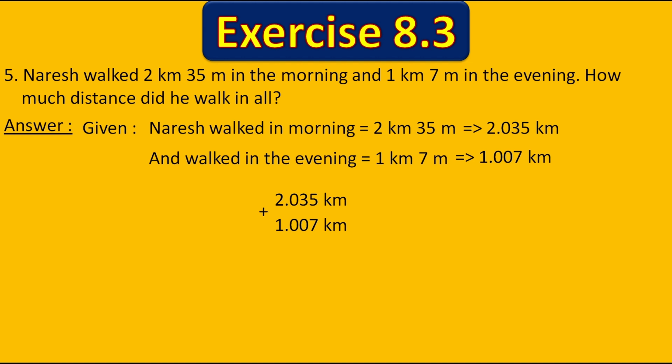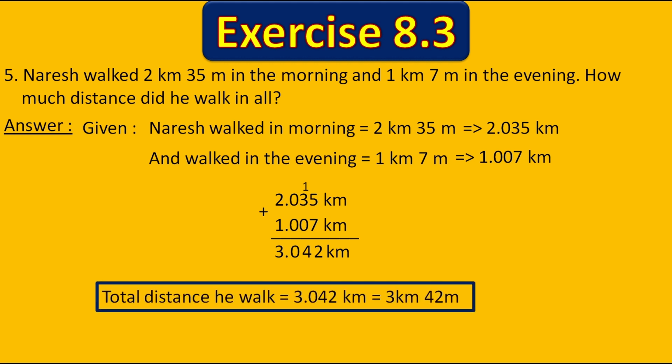1.007, which is equal to, see here, 5 plus 7 gives you 12, so 1 will be carried forward. 3 plus 1 is 4, 0 plus 0 is 0. Now the point will come as it is, and 2 plus 1 is 3. Okay, so the total distance he walked is 3.042 kilometer, which is equal to 3 kilometer 42 meter.